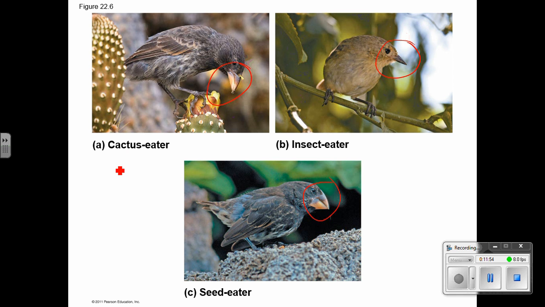For example, this one was eating cacti. This one ate only insects. Notice how that beak's going to be better for insects than this beak for insects because you're not going to be able to nab them up very easily. This guy is more of a seed eater.